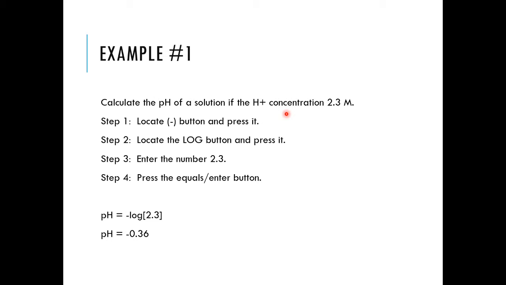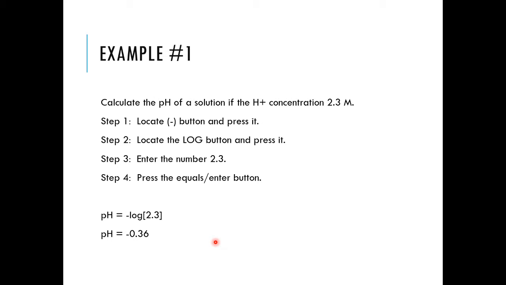And then we're going to just punch in the H plus concentration, in this case 2.3. You should have an open parentheses. You don't have to close it at this point. You're done. Just press enter. So we're going to do negative log of 2.3, and you should get negative 0.36, and that's telling you that your solution is really acidic. Well, it should be, because it's pretty concentrated.